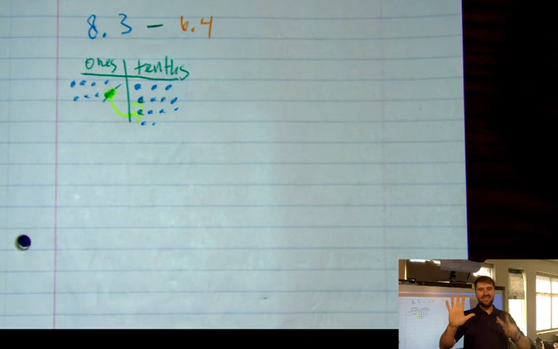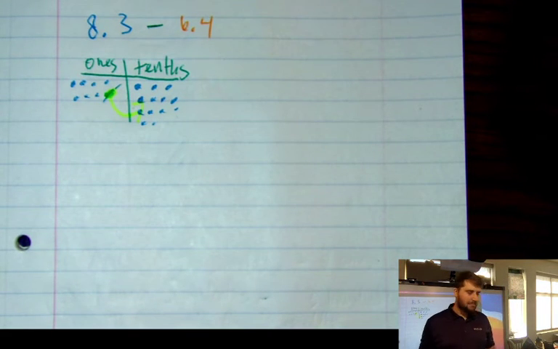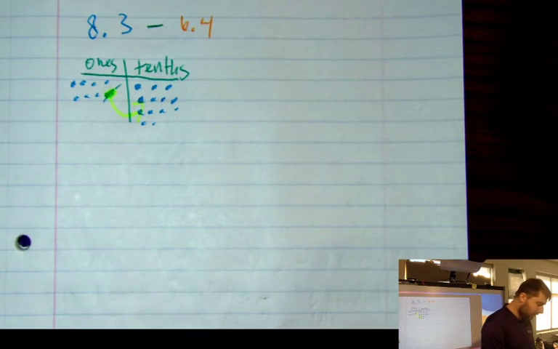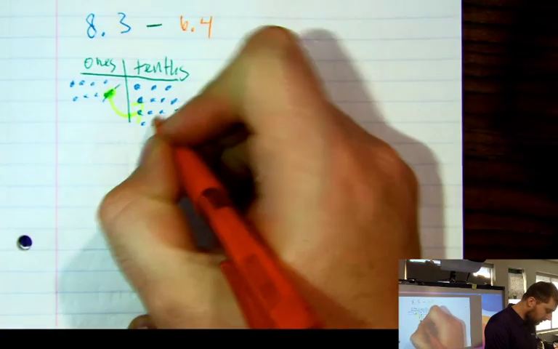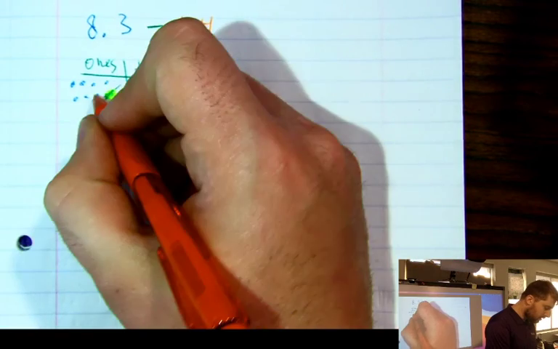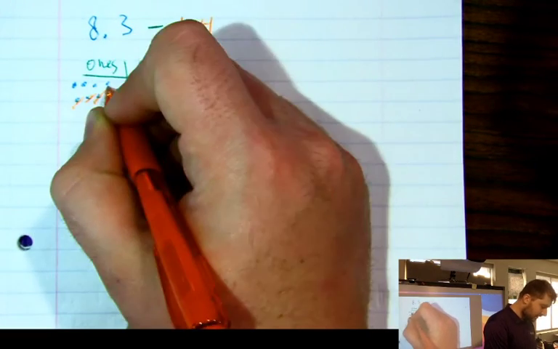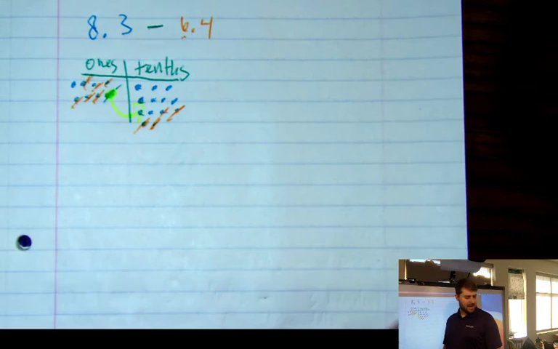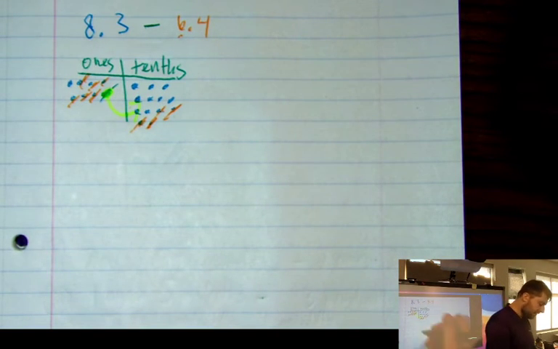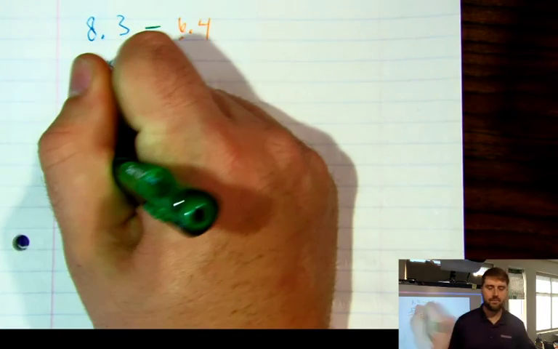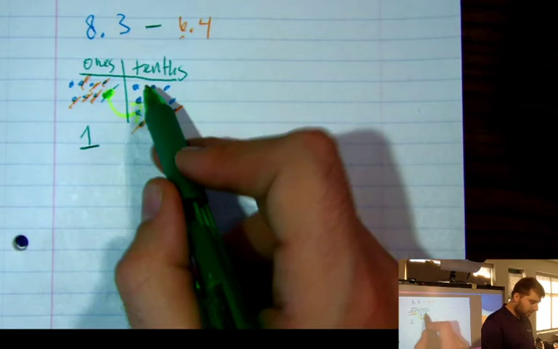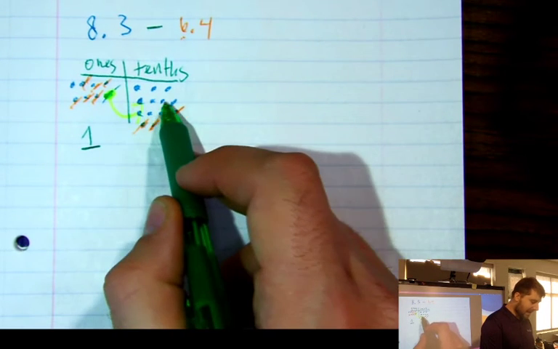We are down to 7 dots in the ones place, but now we have enough in the tenths place to cross out 4. Now we're going to subtract 4 from the tenths place: 1, 2, 3, 4. And we're going to cross out 6 in the ones place: 1, 2, 3, 4, 5, 6. How many dots do we have left in the ones place? Absolutely, we just have 1 dot left. In the tenths place, there are 1, 2, 3, 4, 5, 6, 7, 8, 9 dots left.